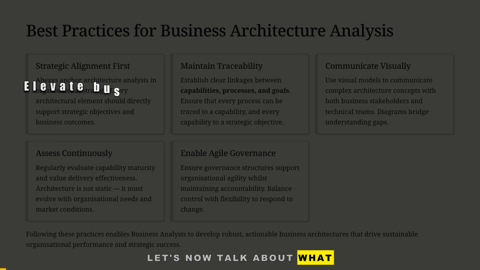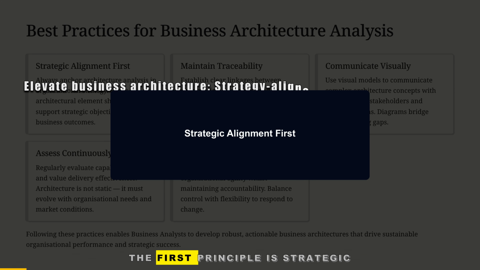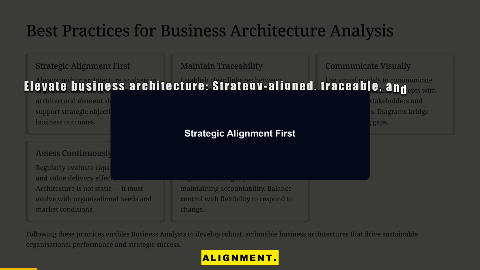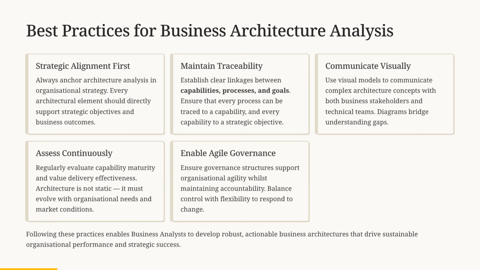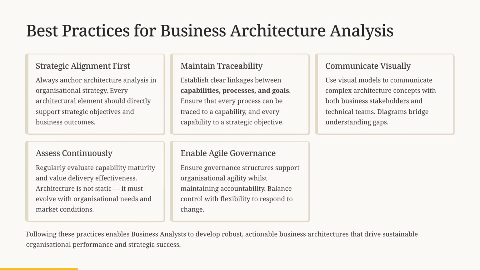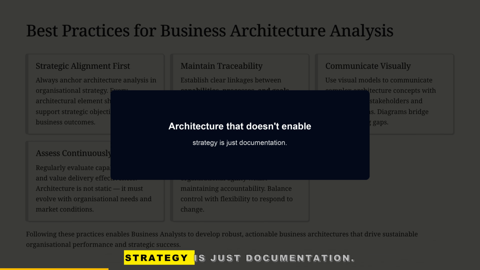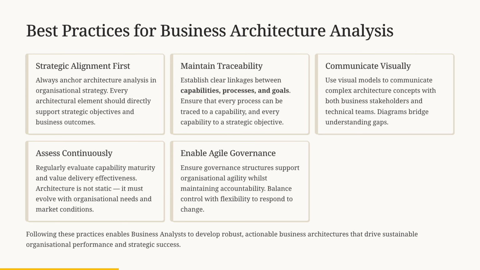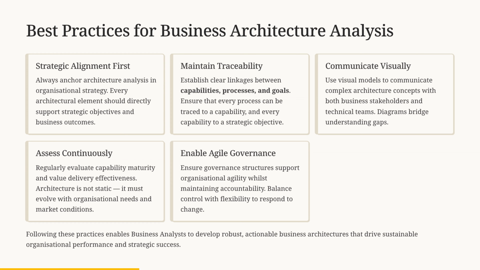Let's now talk about what truly differentiates expert business architects. The first principle is strategic alignment. Always begin with the organization's strategy. If your architecture doesn't tie directly to business goals, it risks becoming an academic exercise. Remember, architecture that doesn't enable strategy is just documentation. Second, focus on traceability.